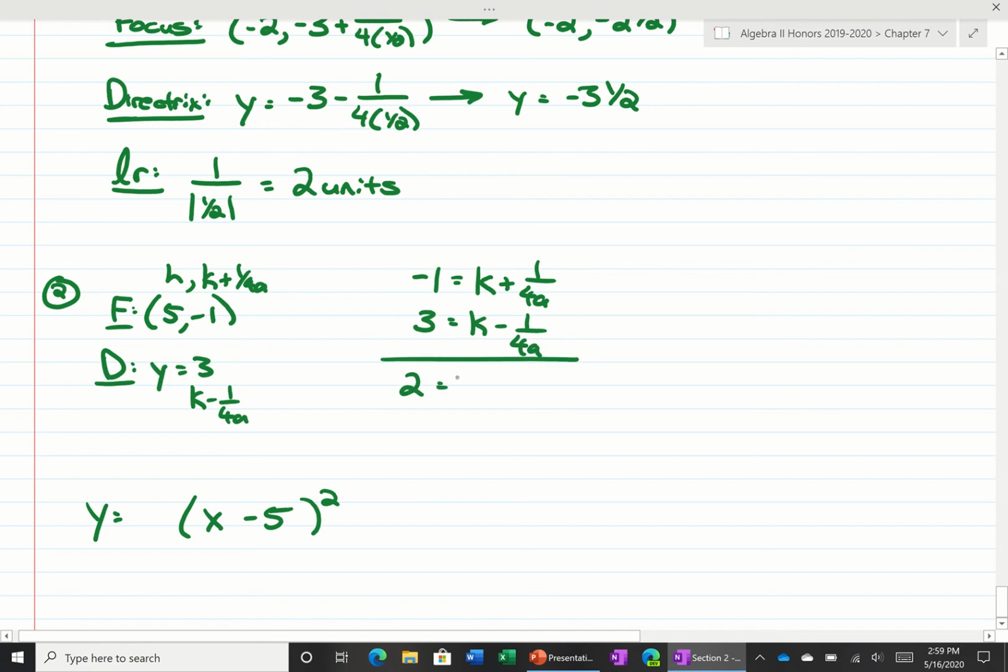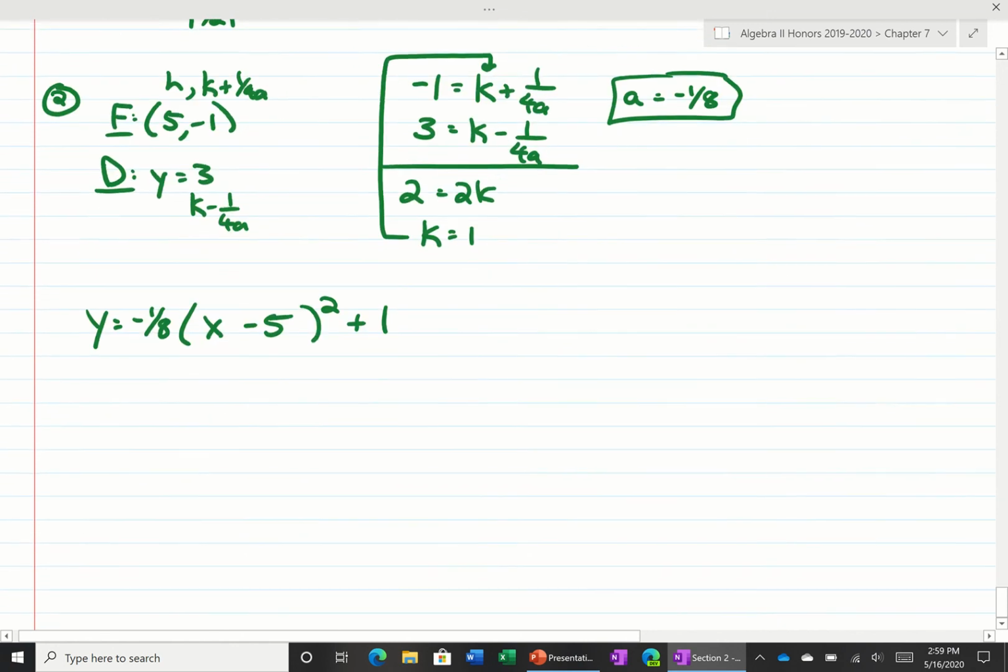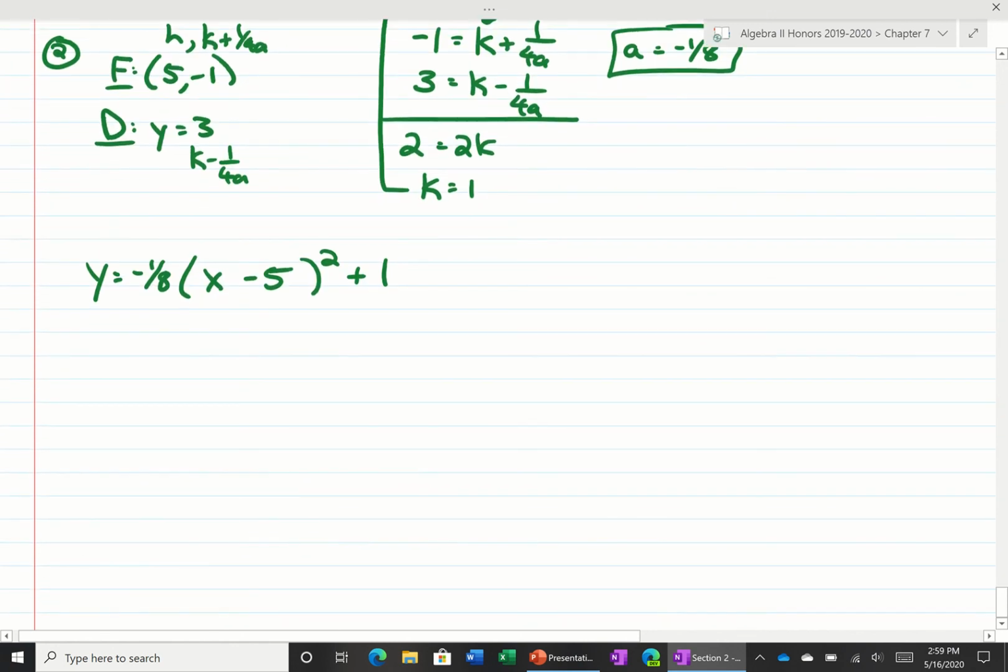So we get 2 is equal to 2k. K would be 1. If we were to plug 1 back in for k, we would get that a would equal -1/8. So we get our equation y is equal to -1/8 times (x minus 5) squared plus 1.